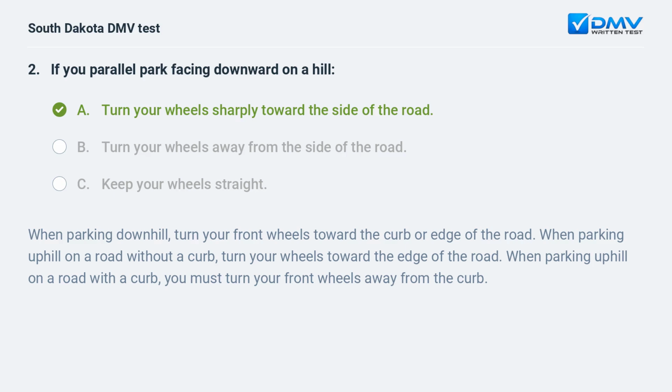A. Turn your wheels sharply toward the side of the road. When parking downhill, turn your front wheels toward the curb or edge of the road. When parking uphill on a road without a curb, turn your wheels toward the edge of the road. When parking uphill on a road with a curb, you must turn your front wheels away from the curb.